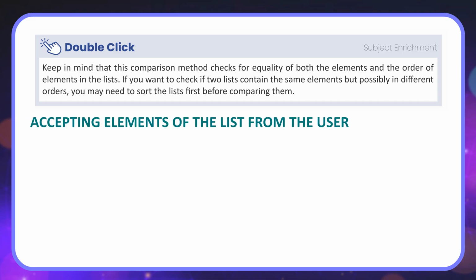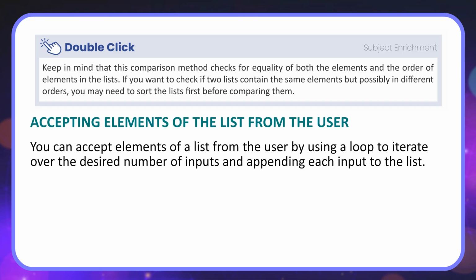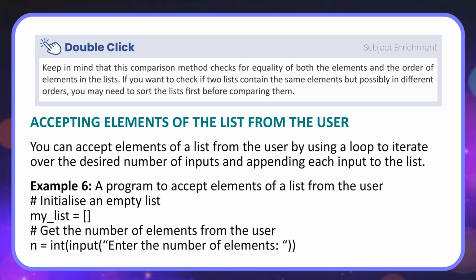Accepting elements of the list from the user. You can accept elements of a list from the user by using a loop to iterate over the desired number of inputs and appending each input to the list. Example 6. A program to accept elements of a list from the user.